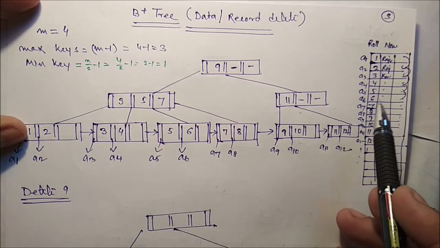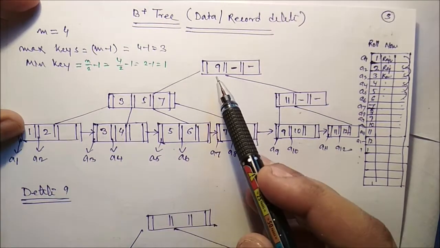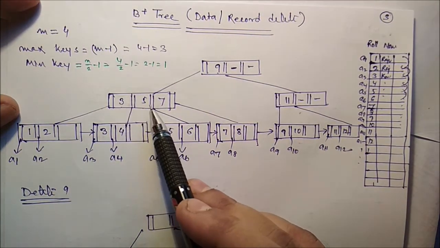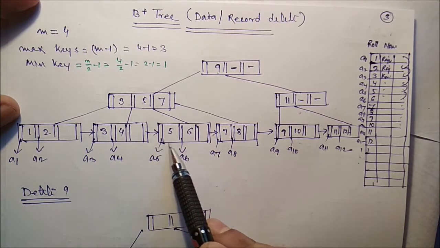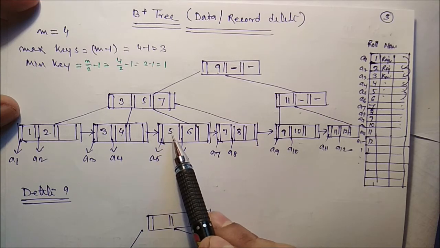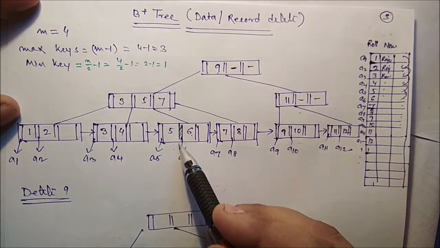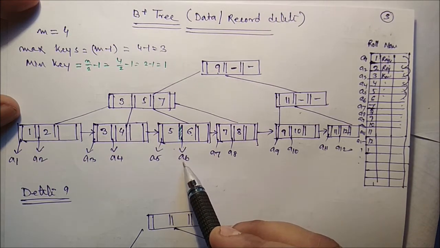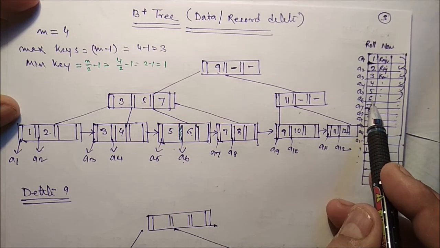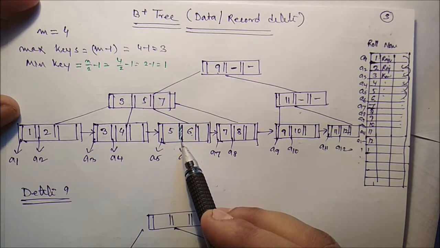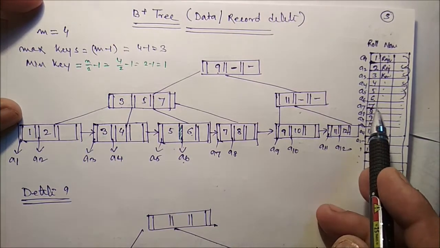Suppose we want to know where the roll number 6 is present. Roll number 6 is less than 9, so you have to search this one. So 3, 5, 6. 6 should be in between 5 and 7. So you have to move to this particular part. And if you read this particular block, we can get 6. And if you read this particular part only, we can get A6. So A6 is this one, where roll number 6 is present. So directly from this particular leaf node, we can jump to that particular row.